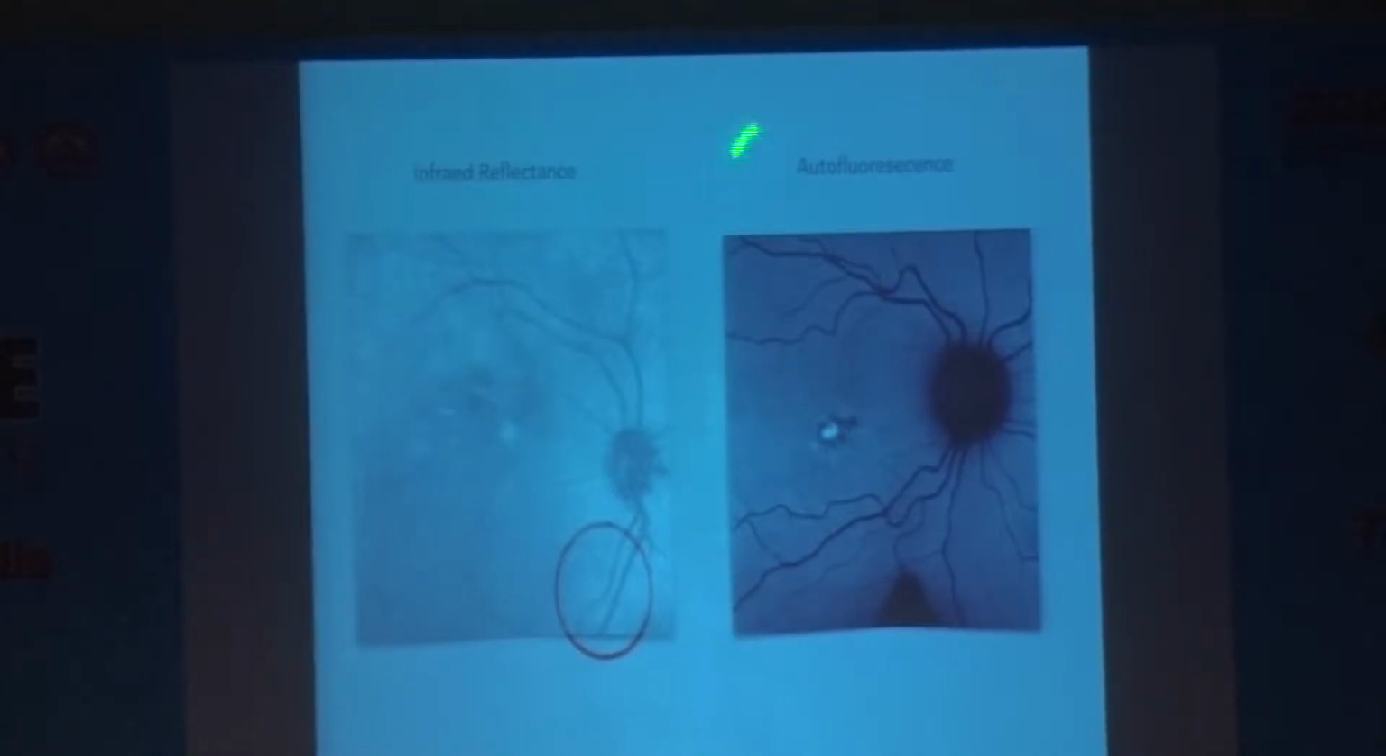The right hand side is an autofluorescence image, and the left hand side is an infrared reflectance image. So how do we differentiate them? In the autofluorescence image, the blood vessels are very dark when compared to the infrared reflectance image. The optic disc details are no longer seen in an autofluorescence image, whereas they are much better recognized in an infrared image. The choroidal vessel details are not seen clearly in autofluorescence, whereas in infrared you can see them.